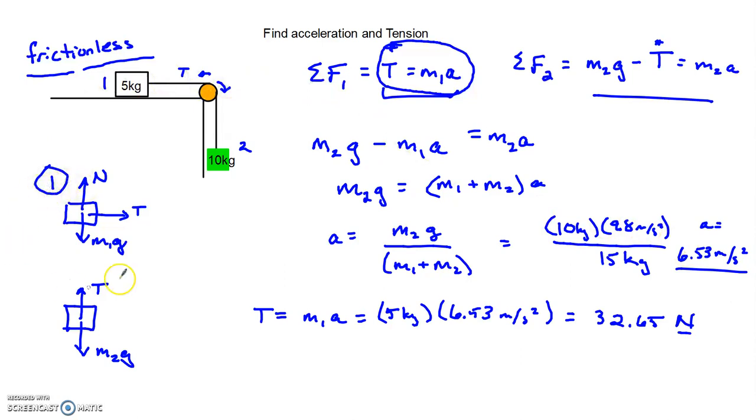So the steps: free body diagrams, write your Newton's second law equations for each object, solve the system of equations, which is usually a substitution or maybe adding the equations together, find your acceleration, put your units on your answer, and then find your tension, put your units on your answer.